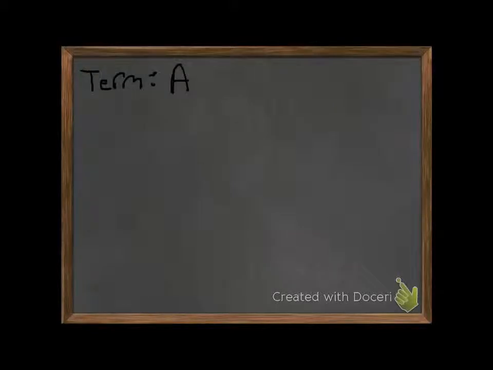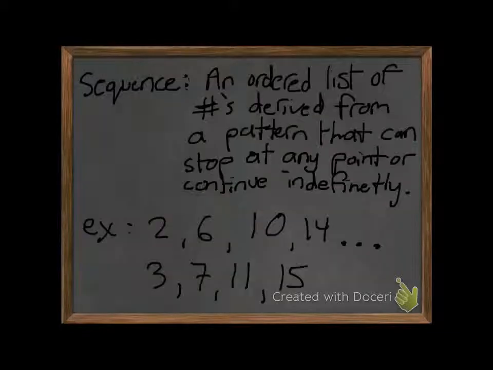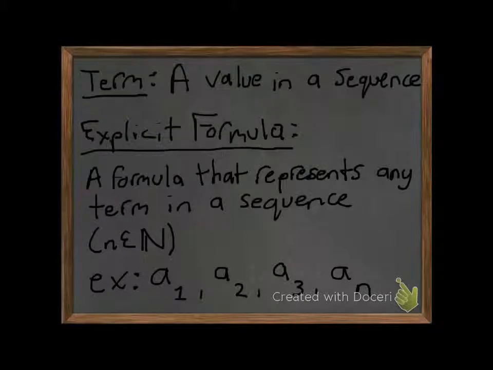Next, we're going to move on to the term. The term is just basically a value in a sequence. Now we're going to go back to the first example just to see how it looks in a sequence. 2, 6, 10, and 14. In the first example, 6 would be T2 because it's the second term. Now that's as simple as it gets.